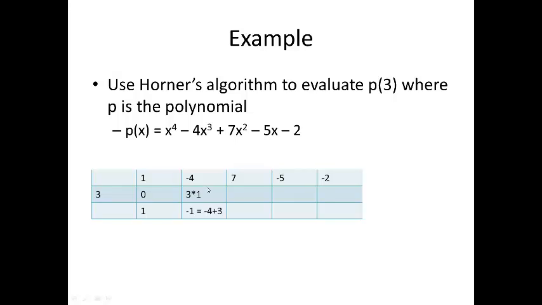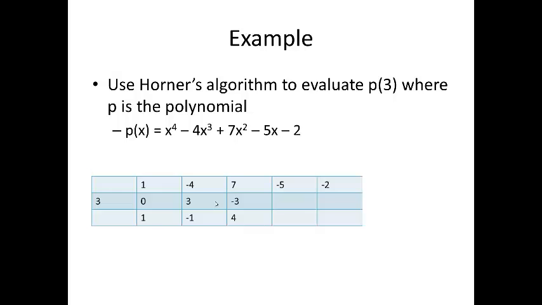So we have minus 4 and 3 times 1. And then we add the two of them. Minus 4 plus 3 is minus 1. Now we're going to take that minus 1 and multiply by 3 and put it under the 7. That'll be minus 3, and we add 7 and minus 3 to get 4.